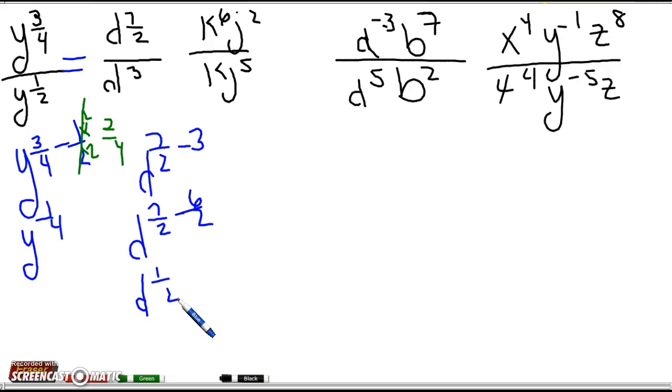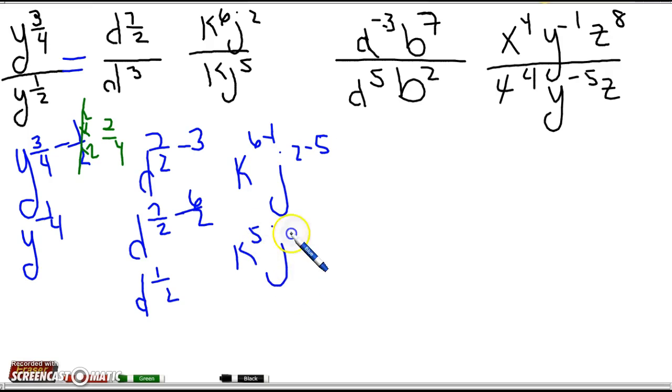For the next one, I get my like exponents, so I have k to the 6 minus 1 and j to the 2 minus 5. And so I get k to the 5 and j to the negative 3. I don't want to have a negative exponent, so I get k to the 5th over j to the third. Let me circle my answers.